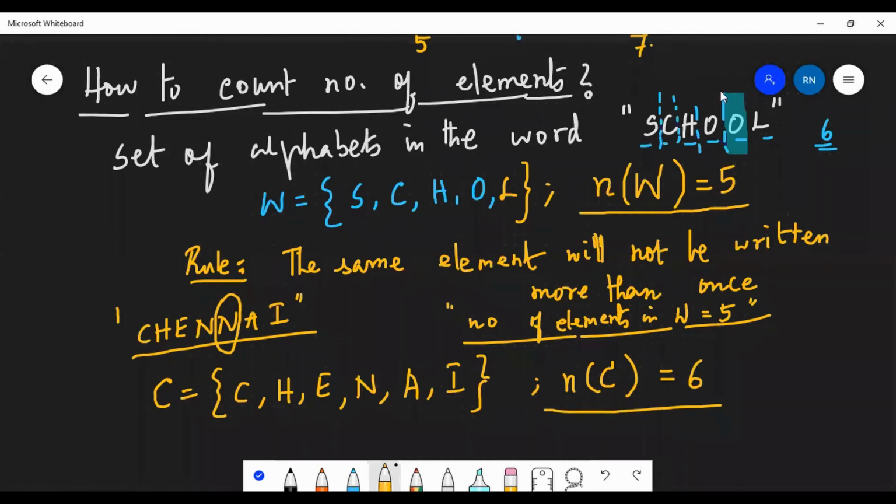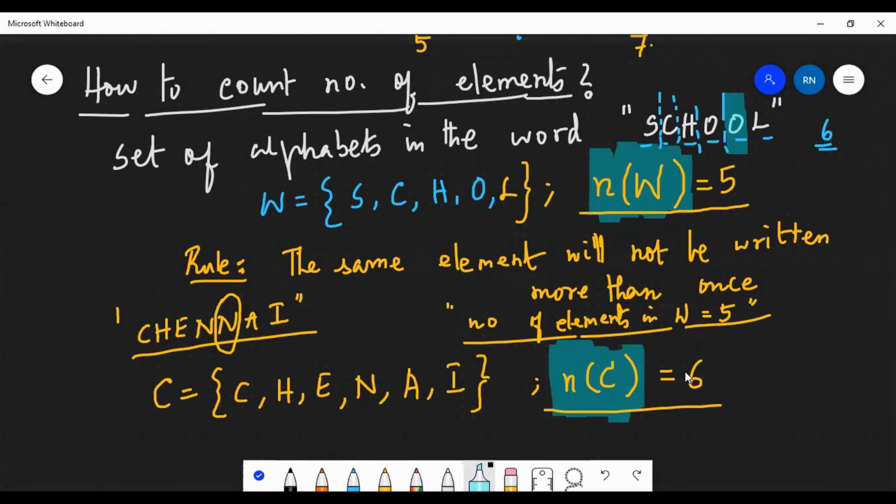Though it is a 7-letter word, once it is converted into a set, the number of elements is 6. So this is the rule you have to understand. The same element will not be counted twice. And then the symbolic language also: how to write the number of elements in a set. Small n followed by the name of the set in brackets, in parentheses, you write it.